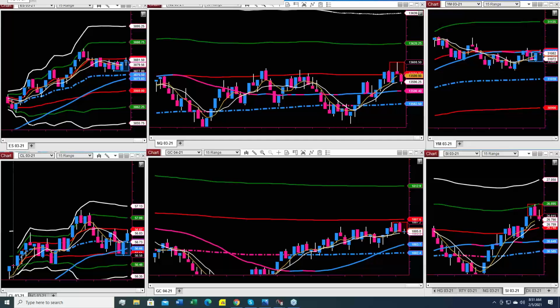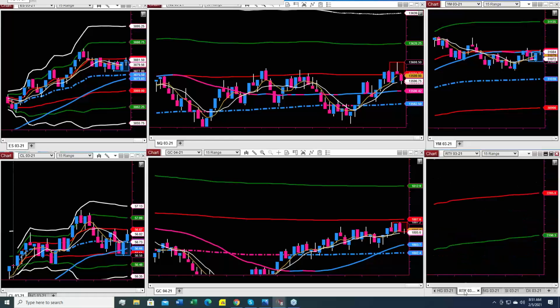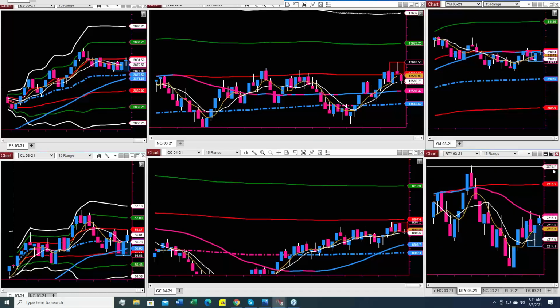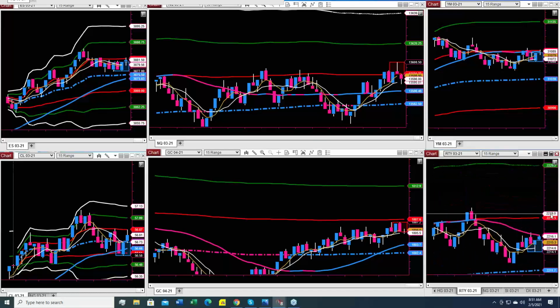NASDAQ is just putzing around. Russell, I was hoping to get a pullback a little deeper. Russell looks like it's going to break out. I won't trade the indices, fellas, till after the open.